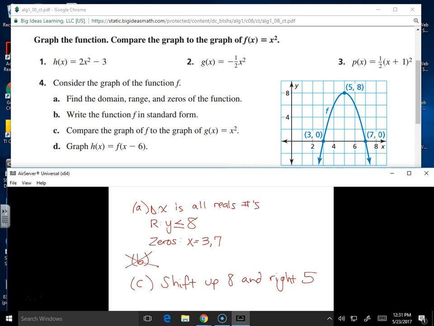Is there a reflection? Because usually parabolas are concave up. This one is concave down. So we can say that there is a reflection, and technically we could say a vertical reflection. And we won't worry about stretch or shrink. It's hard to tell from the picture. Letter D, we actually can skip as well because we didn't focus on letter D in class.